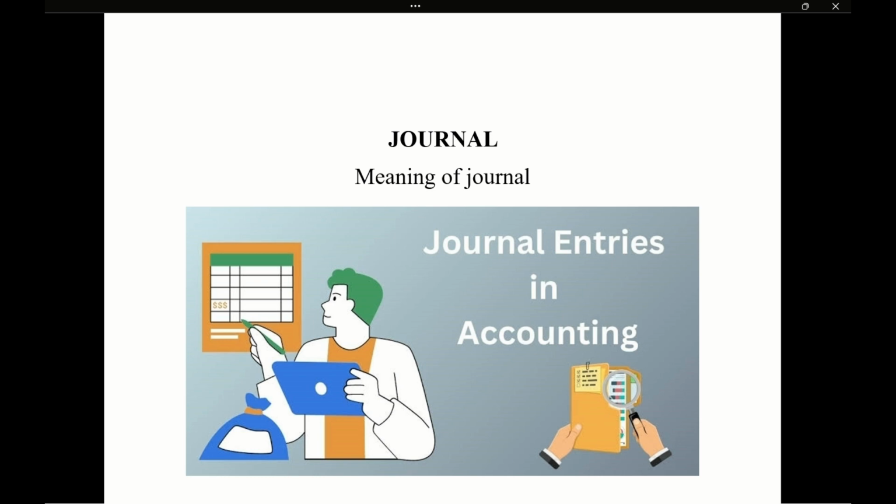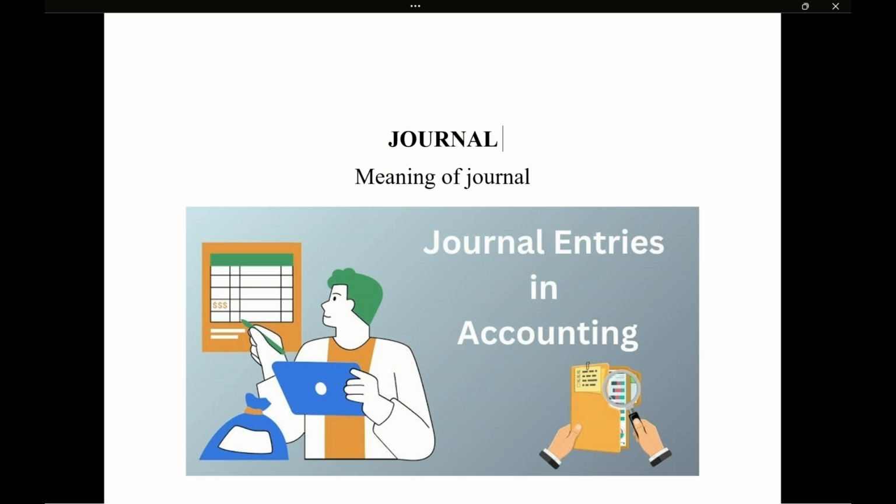Today, let's learn together what a journal is and how it is prepared. Journal is a book of primary entry or original entry. Any business transaction is first recorded in this book. With the increase in the number of transactions, it is very difficult for a human being to remember all the transactions. To overcome this drawback, a journal is prepared.